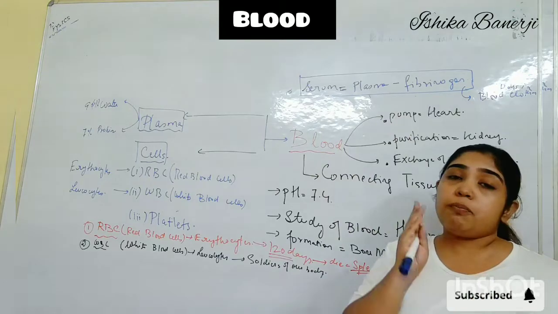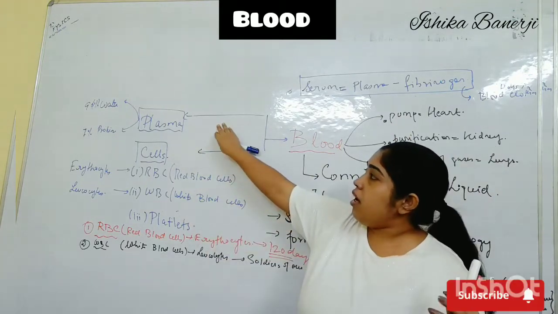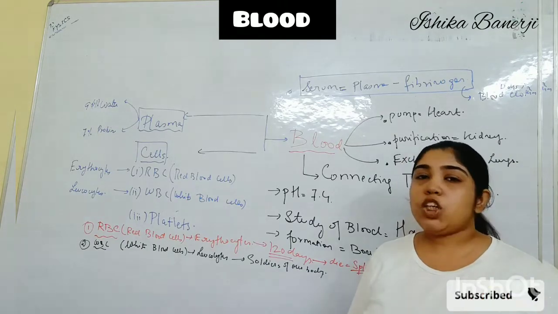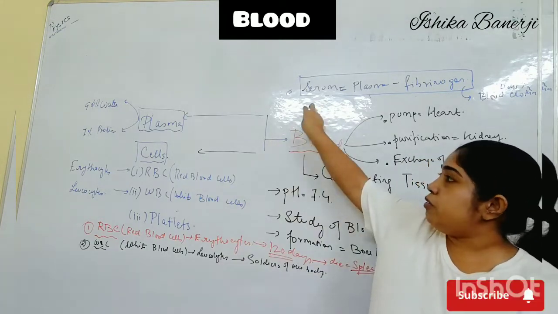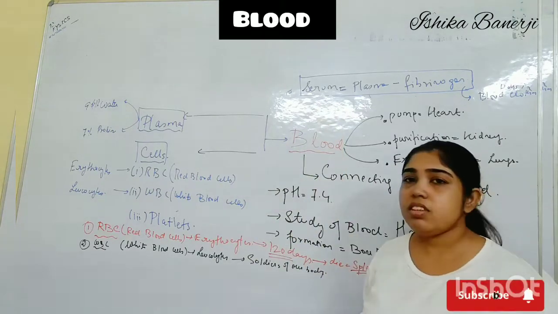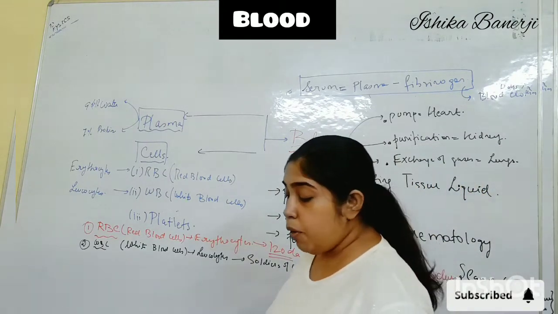From what? From the plasma. This is the plasma. From this, if I remove your blood clotting agent, then it's serum. So from plasma, if the blood clot is removed, then what does it form? It forms serum. Is it clear to you? Any problem? Is it clear to you?